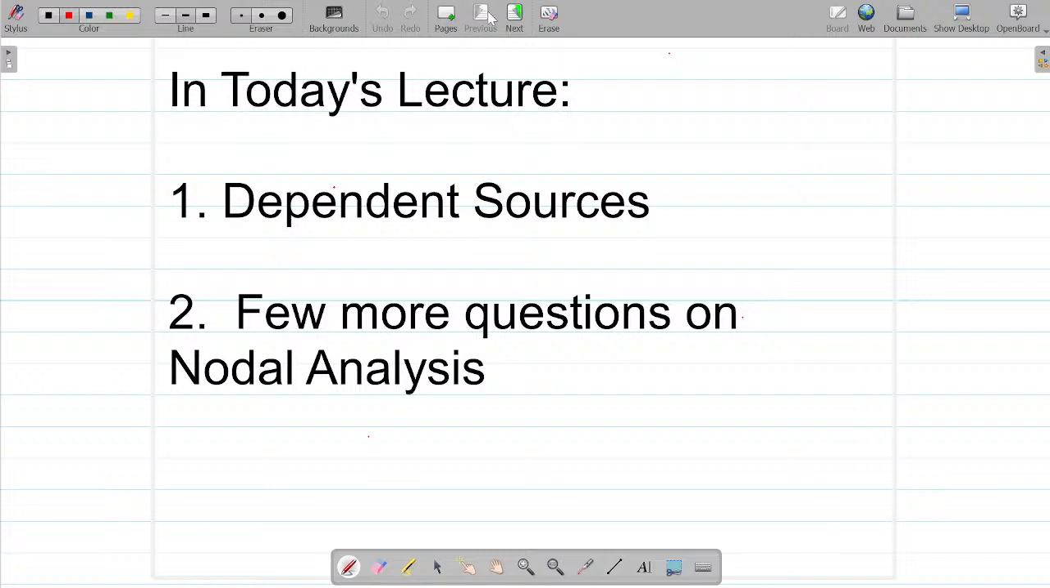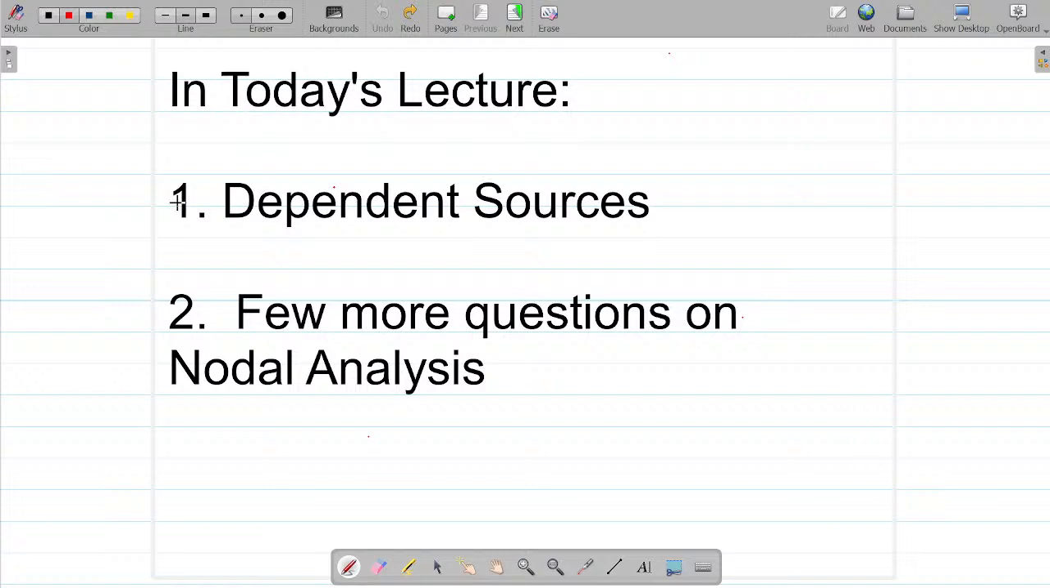But there's only one variation. As of now, we were doing only independent sources, right? Today we'll be working upon dependent sources. Okay. Now, what is the difference between an independent source and a dependent source? Rather, let me explain what is a dependent source.